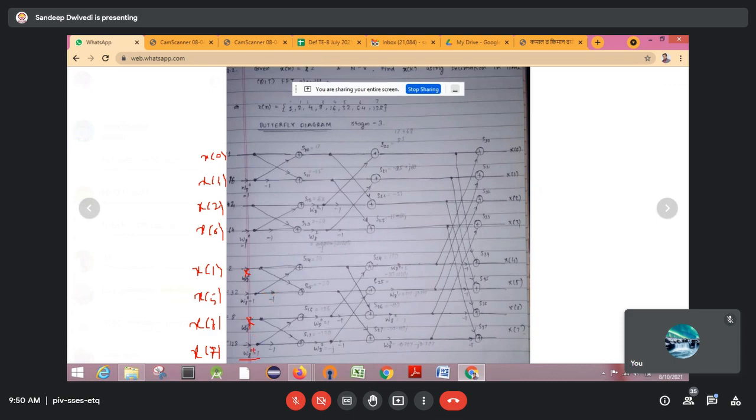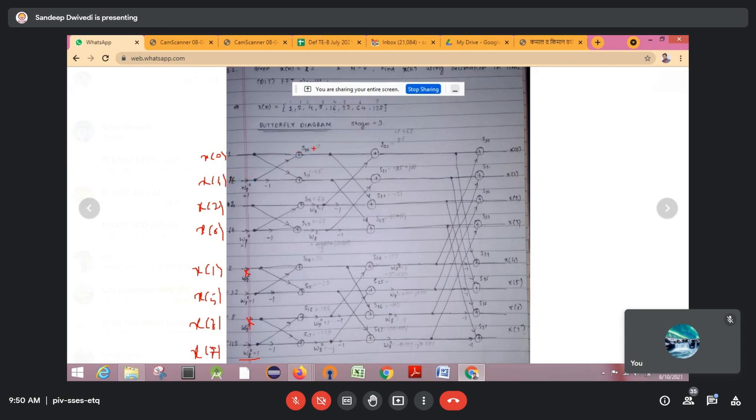Skip this one, twiddle factor and -1, like this. Now for the calculation of the first stage. So in this adder, how many inputs are there? The first one is x of 0, plus twiddle factor multiplied by x of 4. The twiddle factor is W raised to power 0, having value 1, so 1 will be multiplied with x of 4.